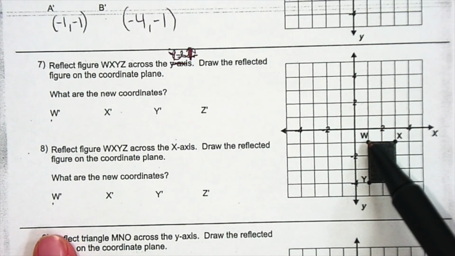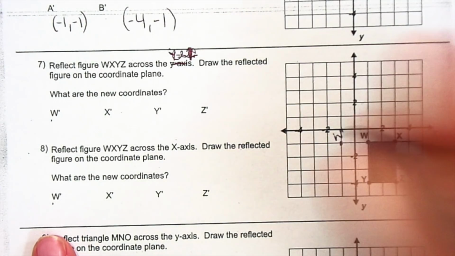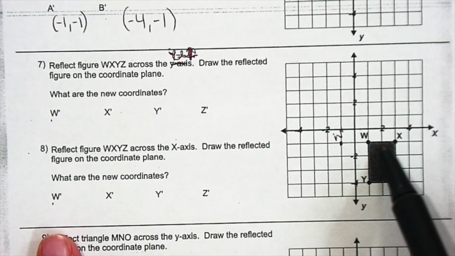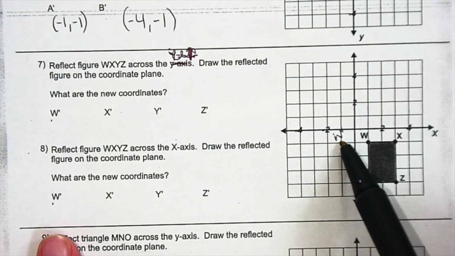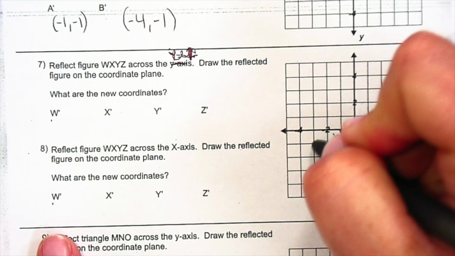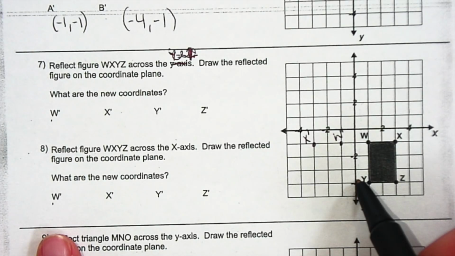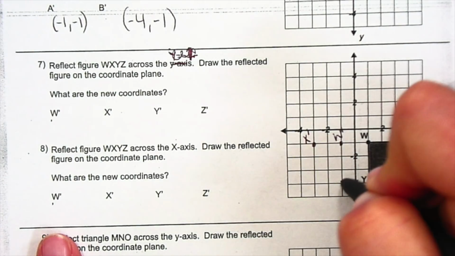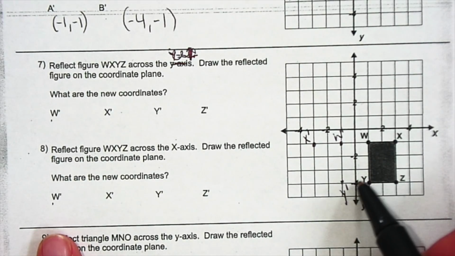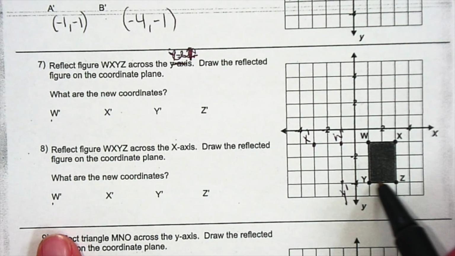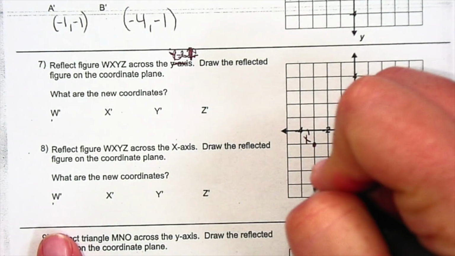So W is going to go over 1, over 1 more. X is going to go over 1, 2, 3, 1, 2, and 3 on the other side. Y is going to go over 1, so over 1 on the other side. And Z is going to go over 1, 2, 3, 1, 2, and 3.